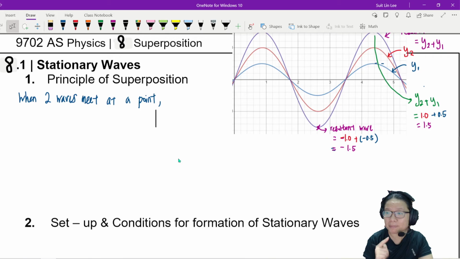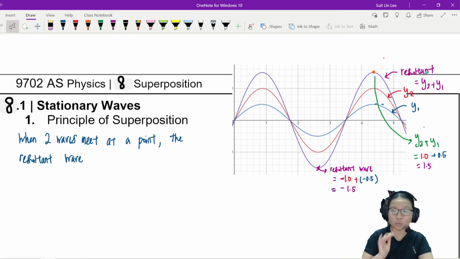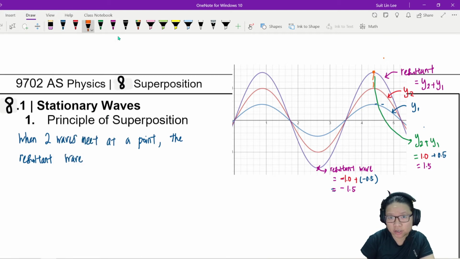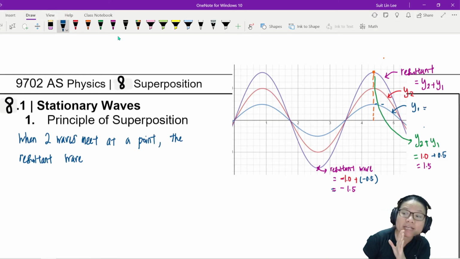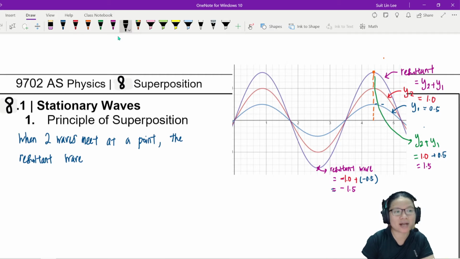So when two waves meet at a point, the resultant wave is the sum of the individual waves, y2 plus y1. So this resultant wave, actually what are we adding when I say y2 plus y1? We are adding the displacement. For example, if I take every point along this orange dotted line, the displacement or amplitude of y1 is 0.5 and the amplitude of y2 is 1.0. So these two are displacements.